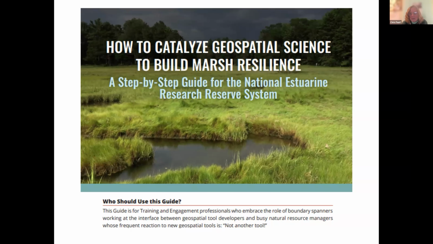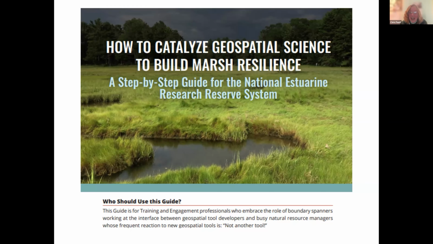So as I developed this guide from all the data from the workshops, I was thinking of my colleagues in the Estuarine Research Reserve System who are training and engagement professionals. For about 20 years, the reserve system has had, initially called the Coastal Training Program, now called Training and Engagement. This guide was developed for people who work as boundary spanners, working at that interface between the geospatial tool developers and busy natural resource managers who frequently, when you tell them you have a new tool, say, not another tool.